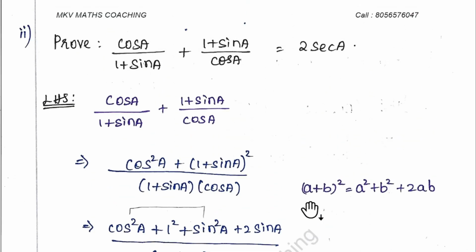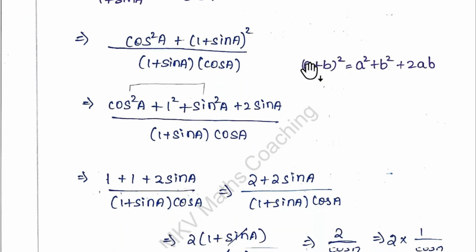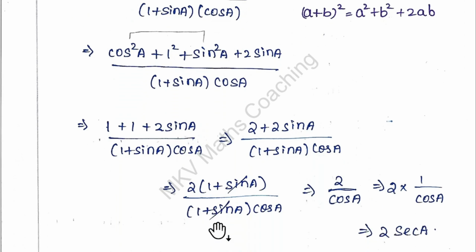Now come back to the proof. What you need to prove? 2 secant a. Okay, so I am taking 2 common out. So 2 secant a. Secant a is what? Secant is 1 by cos, right? So we have already the denominator as cos. So you need to eliminate this 1 plus sin a. For that, I am taking 2 common out. (1 plus sin a), (1 plus sin a) will get cancelled. So 2 by cos a means you can write as 2 into 1 by cos, which is 2 secant a.